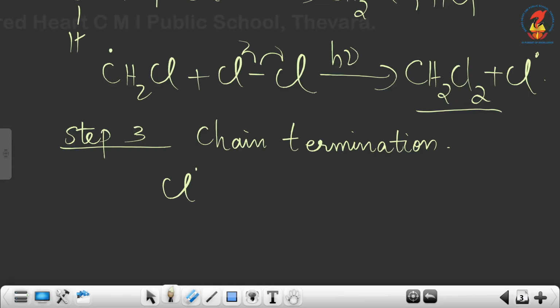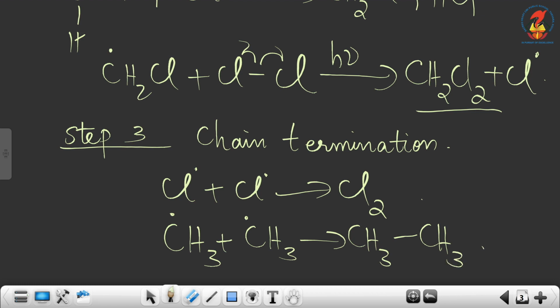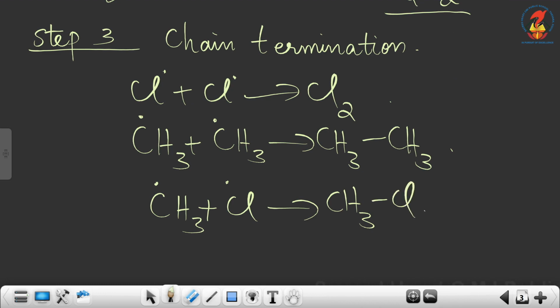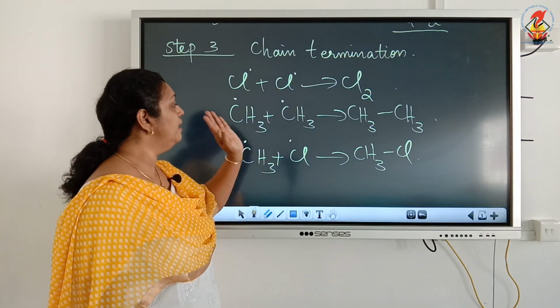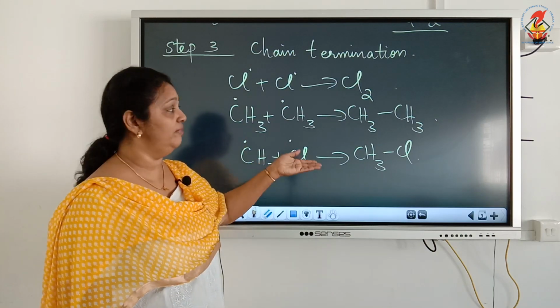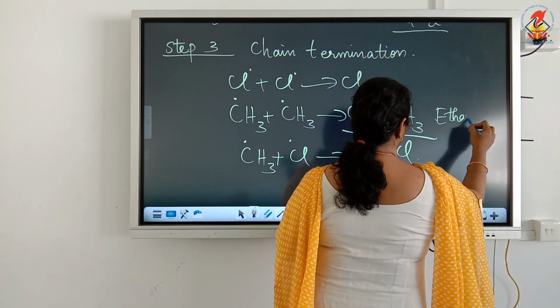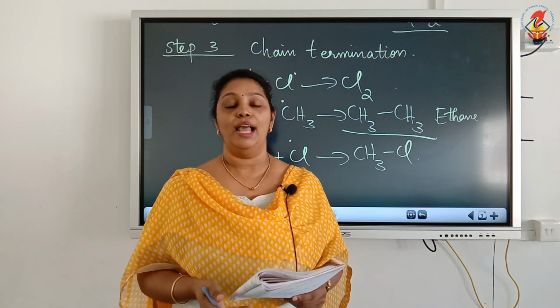The possible reactions are: chlorine free radical can combine with chlorine free radical to form a chlorine molecule. Then CH3 free radical combining with CH3 free radical forming CH3CH3, ethane is obtained. Now one more product is obtained, that is CH3 free radical combined with chlorine free radical to form CH3Cl. So the main free radicals generated in the propagation step are the chlorine free radical and the methyl free radical. They will combine among themselves and we get all these different products. You can see one of our products is ethane. So you can say that in the chain termination step we have ethane as the product in the free radical mechanism of halogenation of alkane.